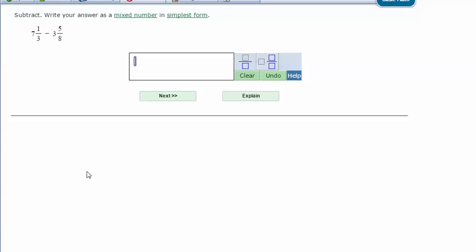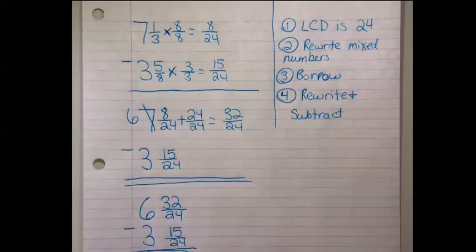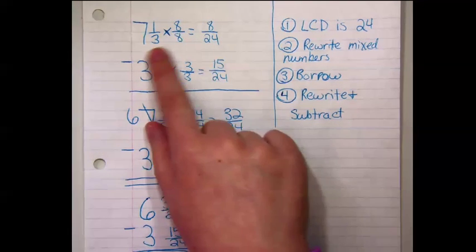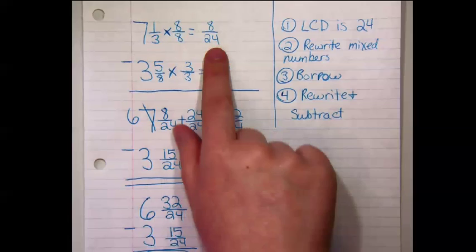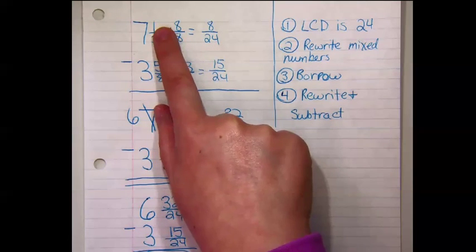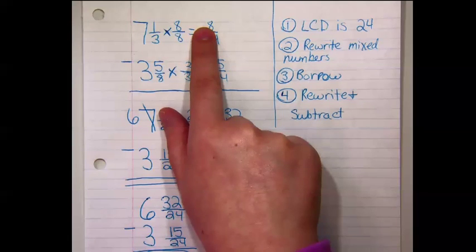Subtract. Write your answer as a mixed number in simplest form. 7 1/3 minus 3 5/8. Here are my notes. 7 1/3 minus 3 5/8. So first, I had to come up with a least common denominator for thirds and eighths, which is 24, and multiply. So 3 times what is 24, and that's 8. So 3 times 8 is 24, and 1 times 8 is 8.